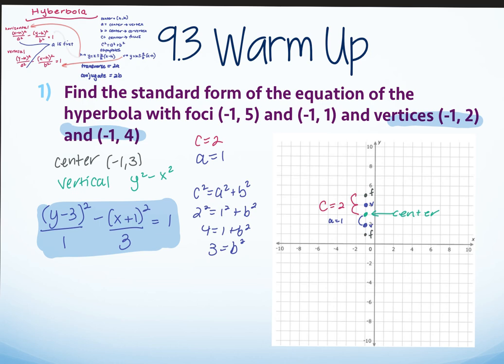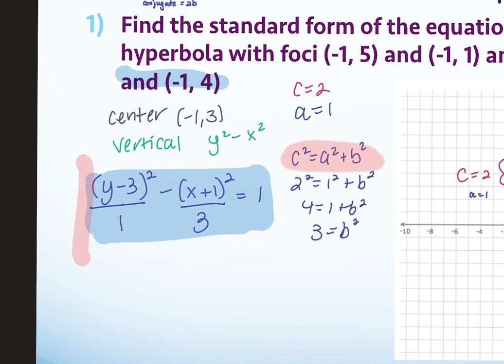So now you've got the a and the c. You're going to use that in c squared equals a squared plus b squared to solve for b squared, which is 3. And then because it's vertical, the y comes first. (y minus 3) squared over 1. You don't need the 1, but you can put it there if you want. Minus (x plus 1) squared over 3 equals 1.